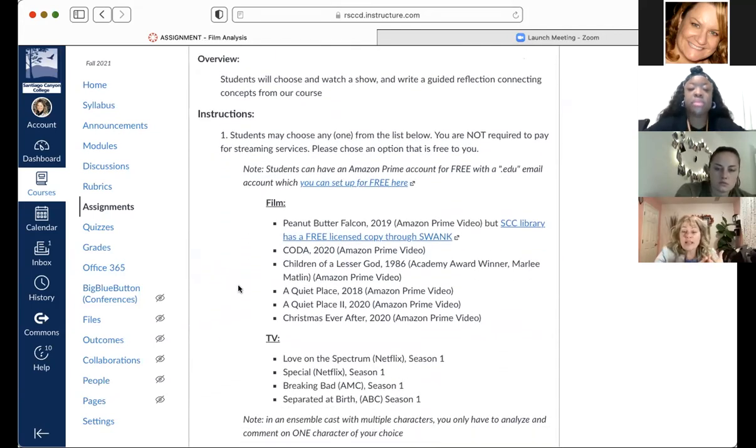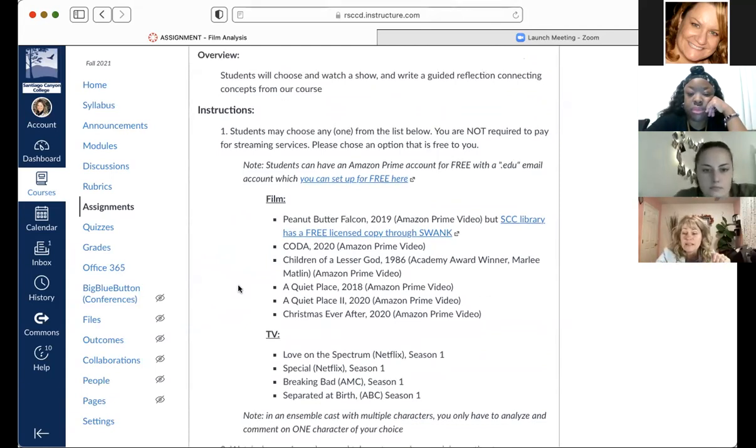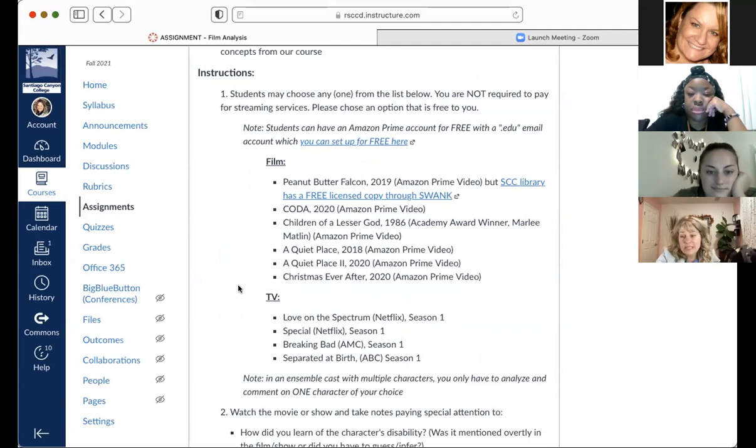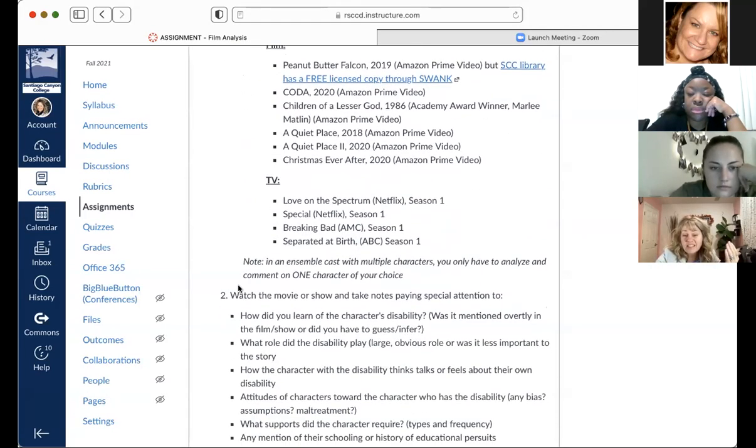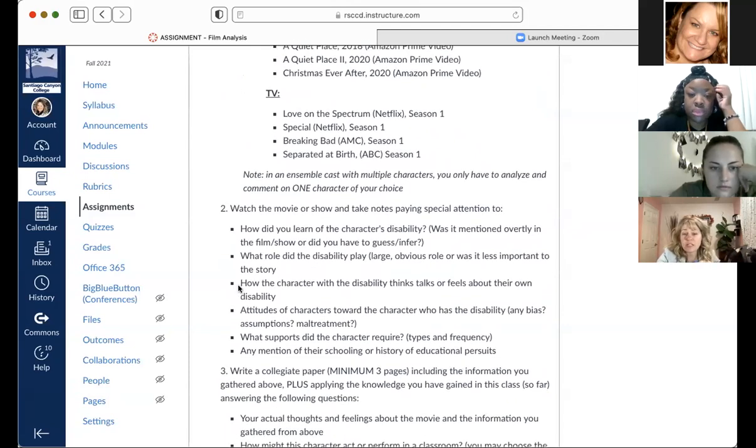So there are 6 different movie options you can choose from and 4 different TV options. If you do a TV option, we're asking you to look at the season. So you are to watch the movie or the season and then do an analysis on it. And that will be section number 2. We want you, in a clear, collegial, written format, APA style, to analyze either the movie or the season.